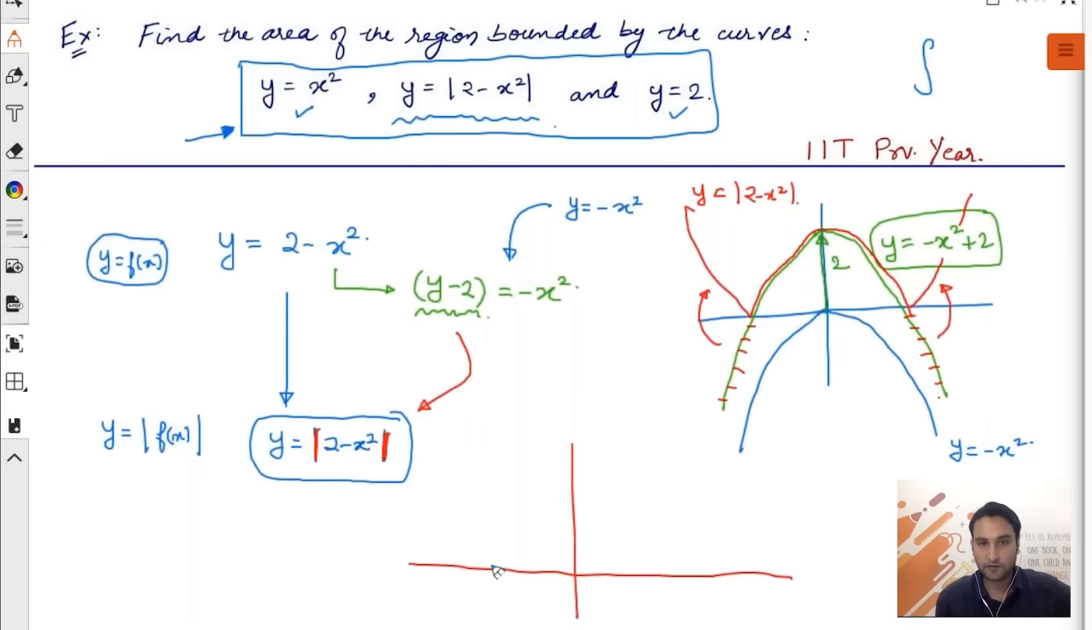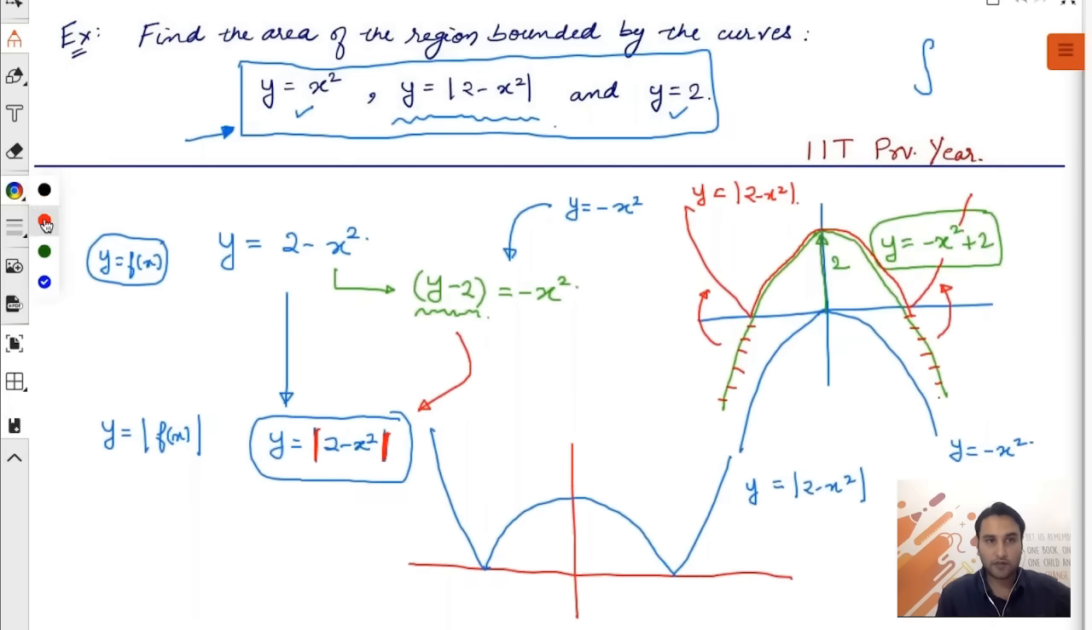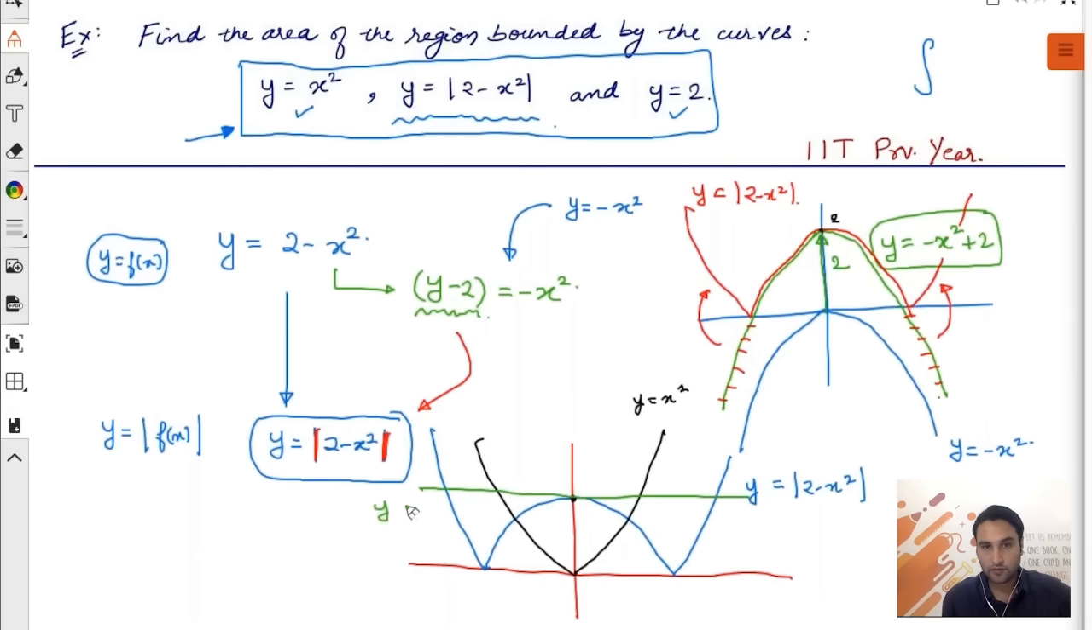This is your graph. This is the graph of y is equal to modulus of 2 minus x square. The other graph in the question is y equal to x square, which will be like this. This point actually is, see, this was 2, right? So this is 2. So the third graph, y equal to 2, will be like this. So this is y equal to 2. Area under the curve, region bounded. What will the region bounded be?